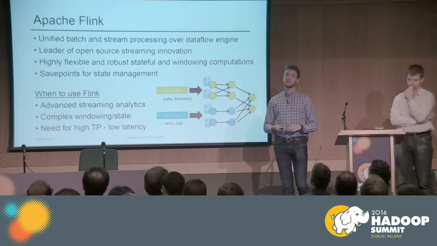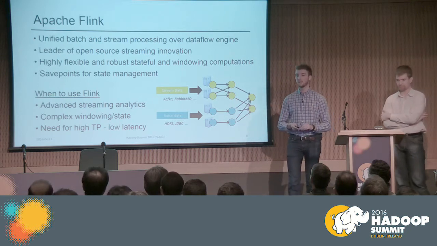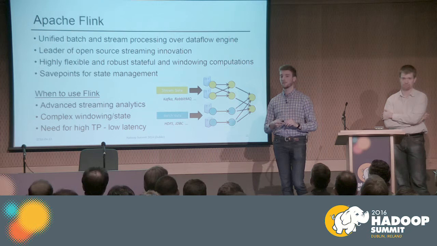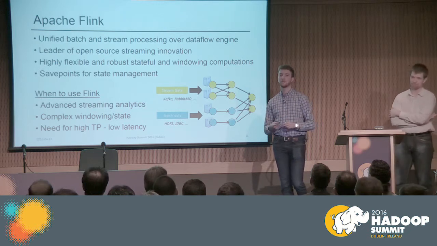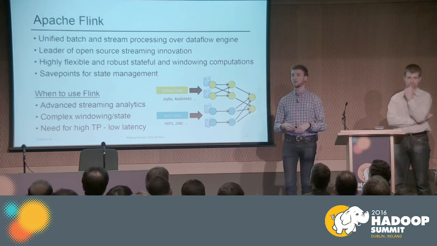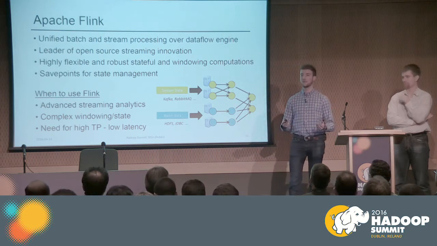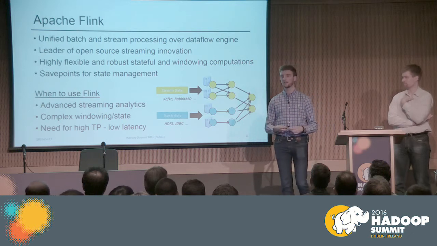And also, it's really easy to tune the throughput-latency trade-off in Flink by configuration. So if a slightly higher latency is OK for you, you can get incredibly high throughput. But you can also slightly decrease the throughput for a very low latency.